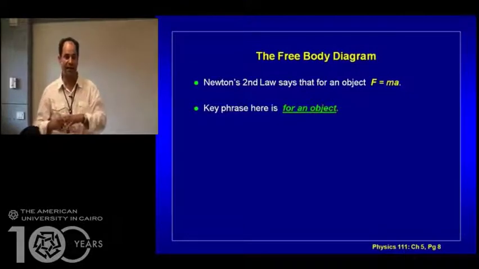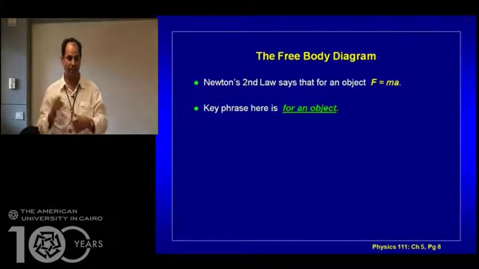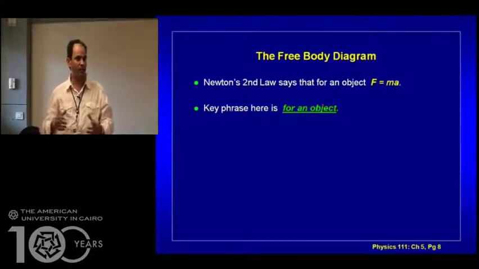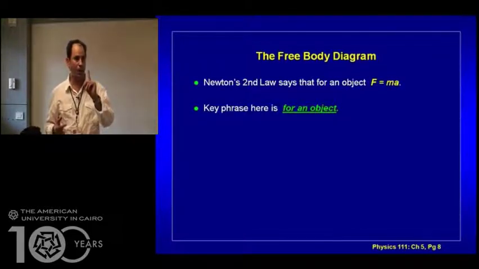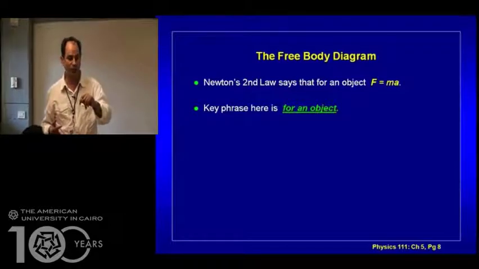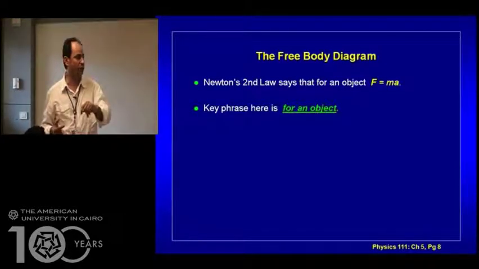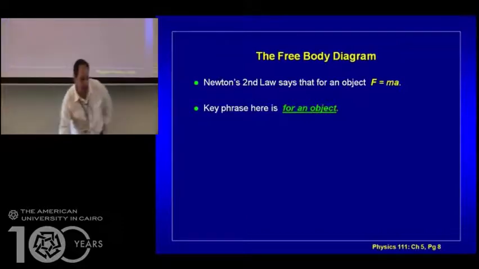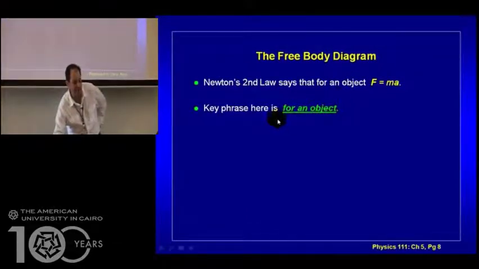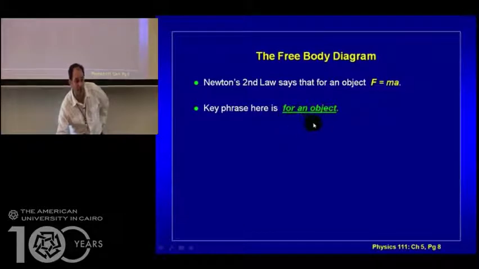This is a common mistake we all make. Sometimes we get confused and we mix the forces together. We should focus only on the forces on the object. Only the forces on the object. That's why I say the key phrase here is for an object. We need to focus on the forces on that object.